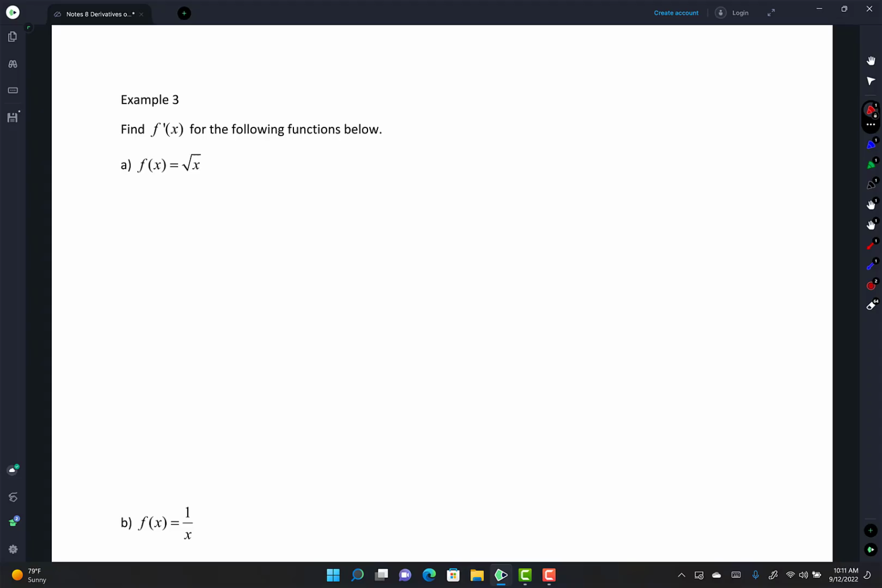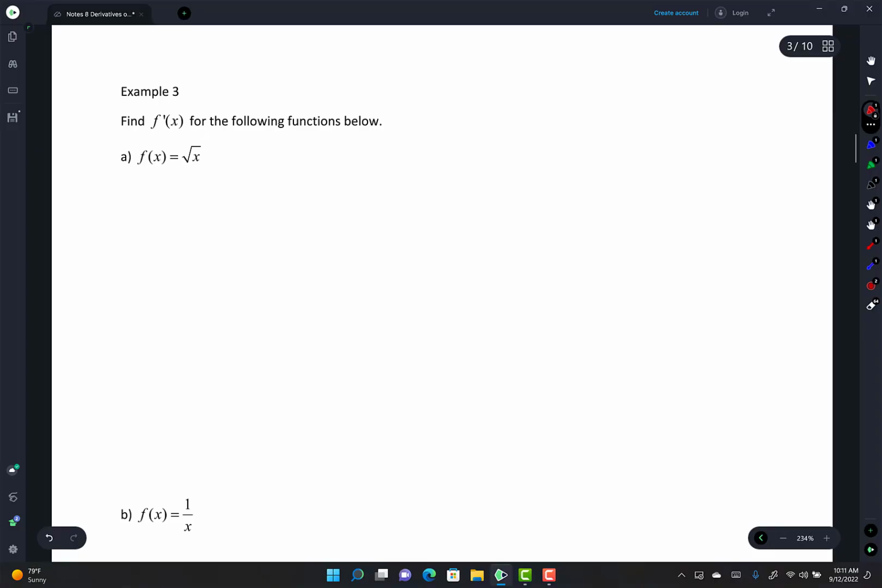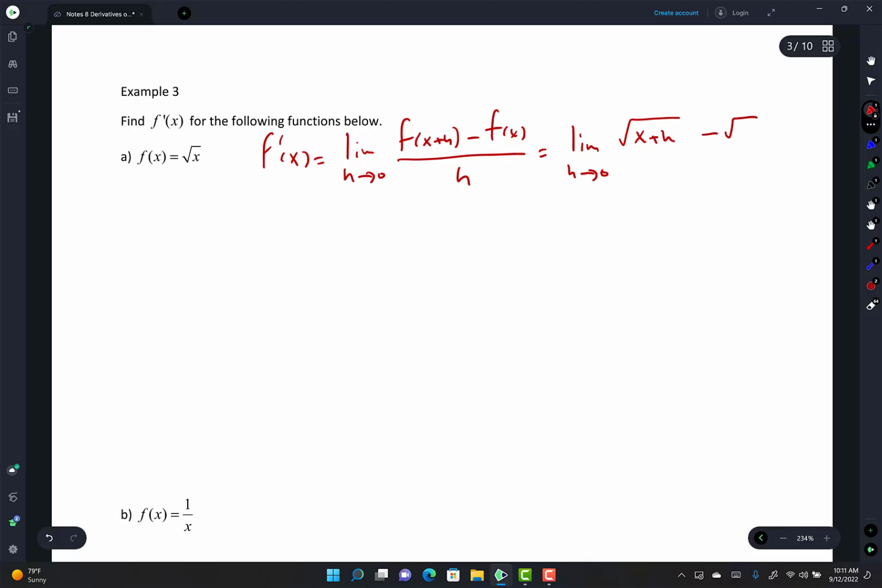All right, you guys ready? All we're doing now is practicing. Let's see if we can do this. It says find f prime of x. So I'm going to write f prime of x is equal to limit as h approaches 0 of f of x plus h minus f of x all over h. That's my definition. Which is equal to limit as h approaches 0, square root of x plus h minus square root of x all over h.